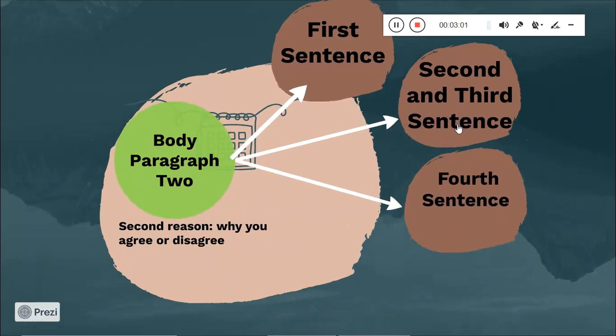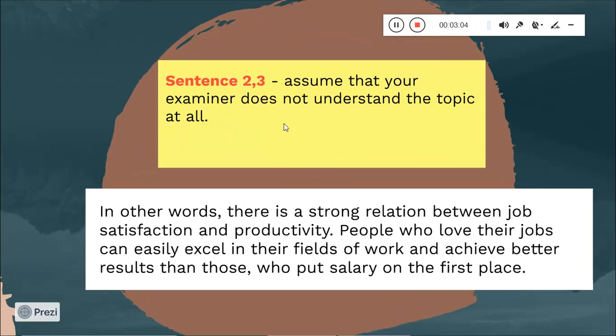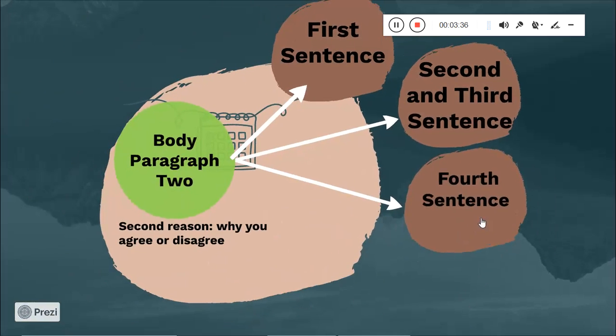The second and third sentences, they assume that your examiner does not understand the topic at all, as in the first paragraph. So, in other words, there is a strong relation between job satisfaction and productivity. People who love their jobs can easily excel in their fields of work and achieve better results than those who put salary in first place. This is the second and third sentences of the second body paragraph.